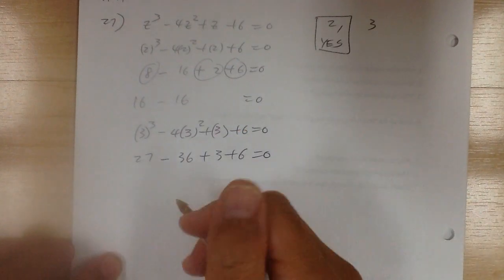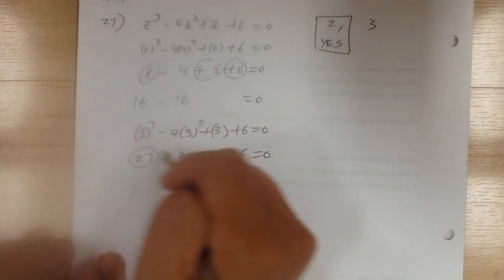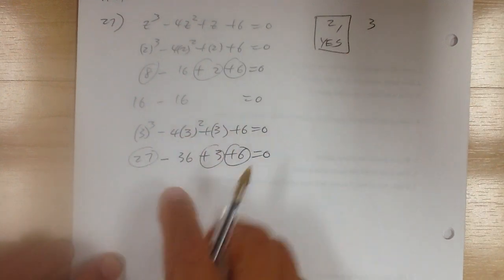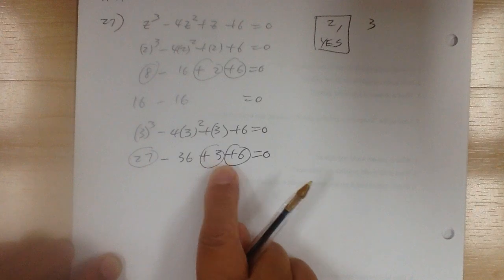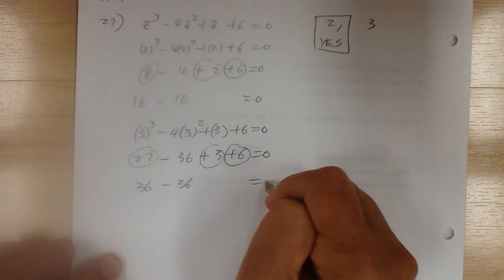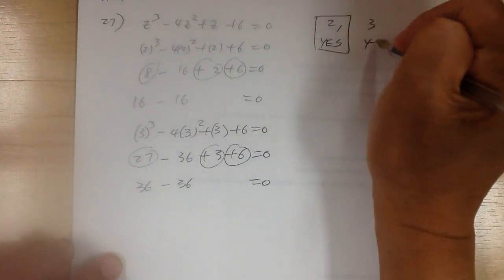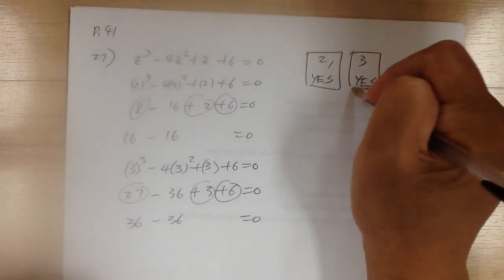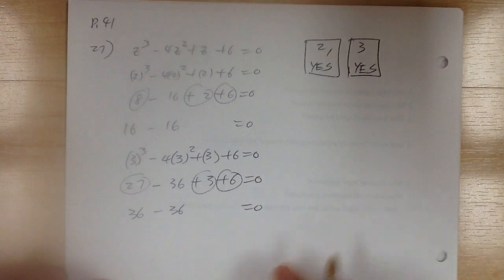Okay? So again, I'm going to combine the same signs. Those are easier to combine. So 27 plus 3 give you 30, plus 6 will give you 36. So you got 36 minus 36 equal to 0. So again, this is also true. So this is yes. This will be a solution. So in this case, both are solutions.